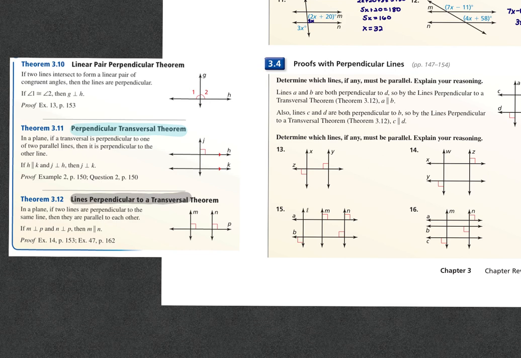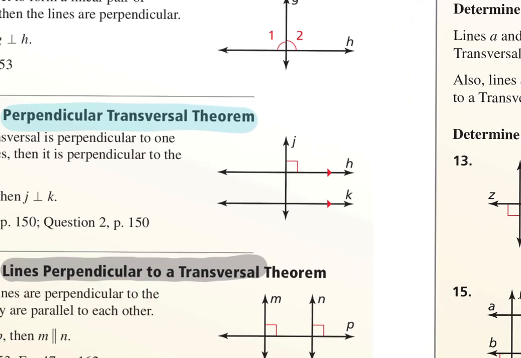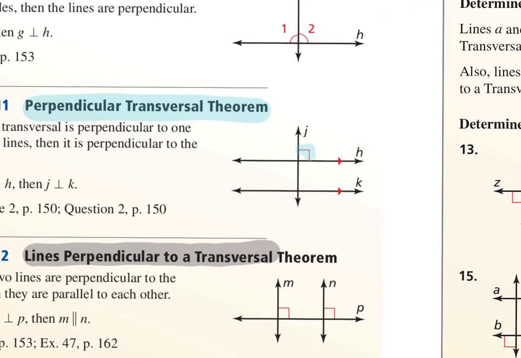If the wording in the title is throwing you off, then you can always write it out. Say I'm given that this is perpendicular to this line, and then I'm given that these 2 are parallel, and my goal is to prove that J is also perpendicular to K. Then I can say if J is perpendicular to H and H is parallel to K, then J would be perpendicular to K as well. And you could literally write the words out.